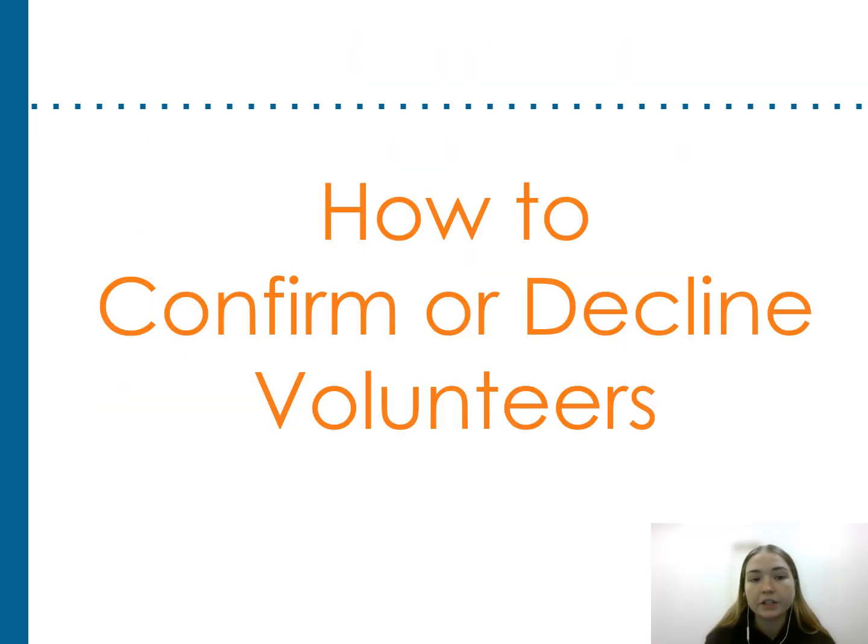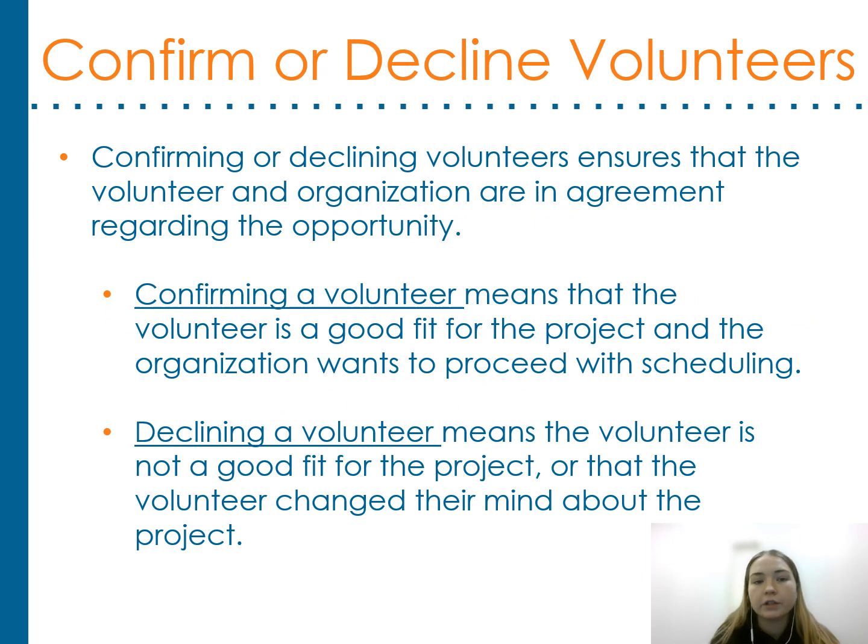So now that we have an understanding of what an individually scheduled opportunity is, we can learn how to confirm or decline them. This will bring us to the first step in reporting attendance for individually scheduled opportunities through Volunteer New York's portal, because first we're going to go through how to confirm or decline volunteers. It's really important to confirm or decline volunteers because it ensures that the volunteer and the organization are in agreement regarding the opportunity. So if the volunteer is confirmed by your organization, this means that your organization thinks that the volunteer is a good fit for your project and will be scheduled.